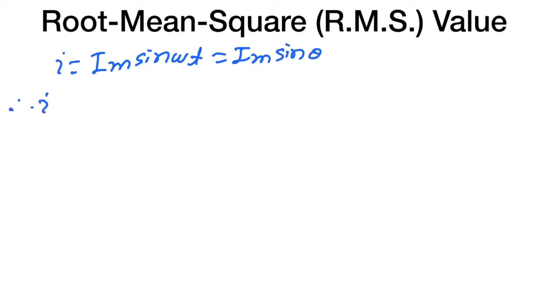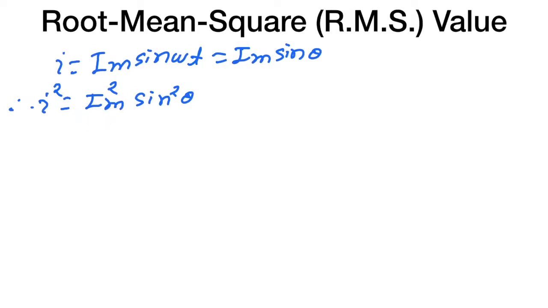Now we obtain the equation of RMS value in terms of its maximum value. Equation of instantaneous value of alternating current is given by I is equal to Im sin omega t, or it is equal to Im sin theta. Therefore, I square is equal to Im square sin square theta. Here the small I is the instantaneous value of the current and Im is the maximum value of the current.